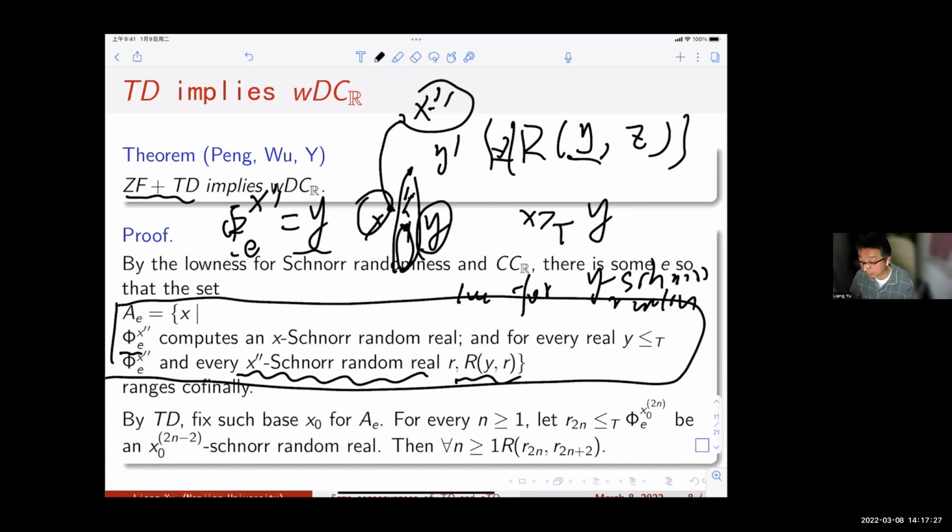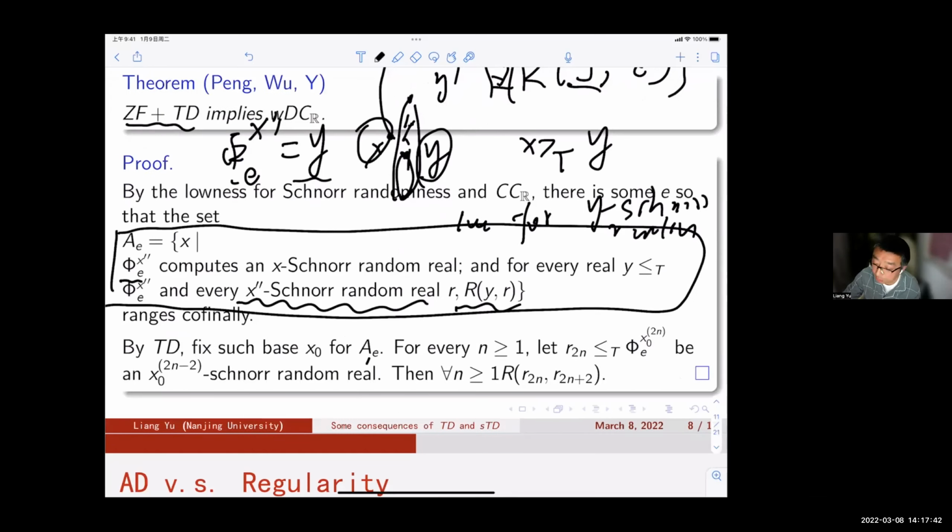Now by TD, it contains a cone of Turing degrees, because you just need to take the Turing closure of this A_e; then it's cofinal, so it contains a cone. Now fix a base for this cone, say x0.